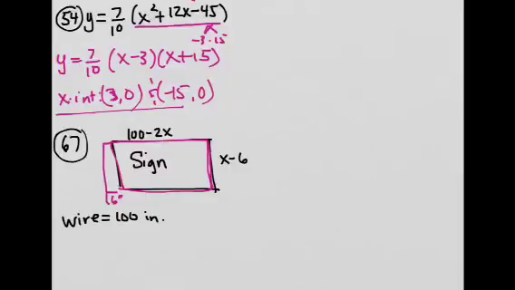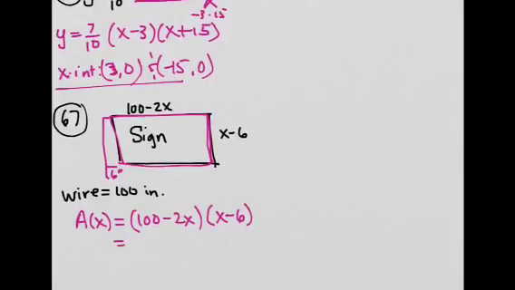You know the area of a rectangle is base times height. So the area in terms of x is going to be the base, which is 100 minus 2x, times x minus 6. So that would be a function in terms of x. So now you just simplify it. Distributive property.